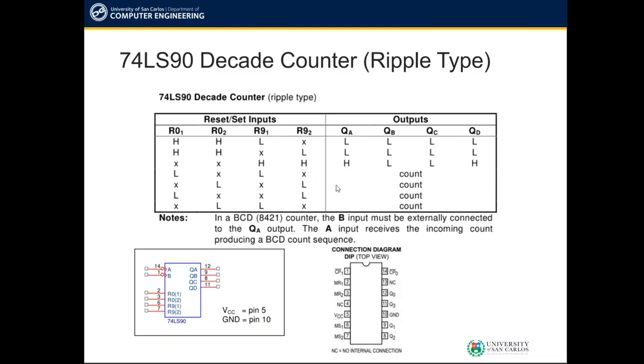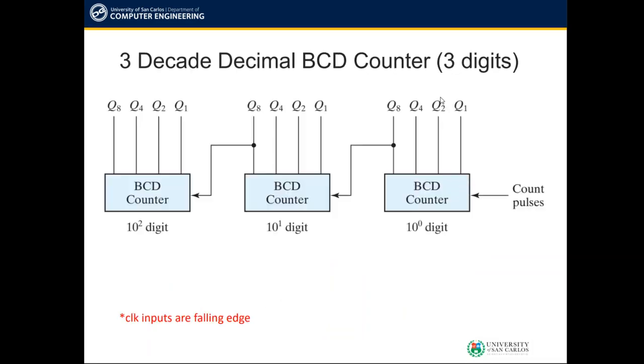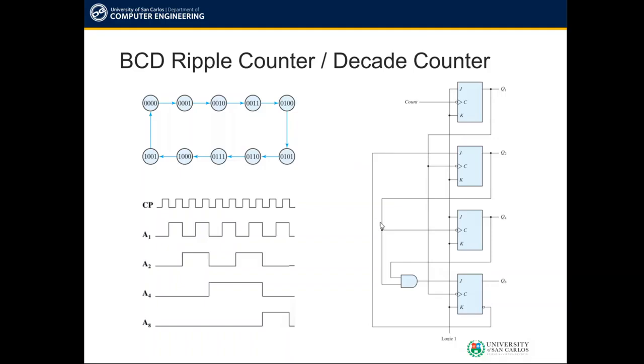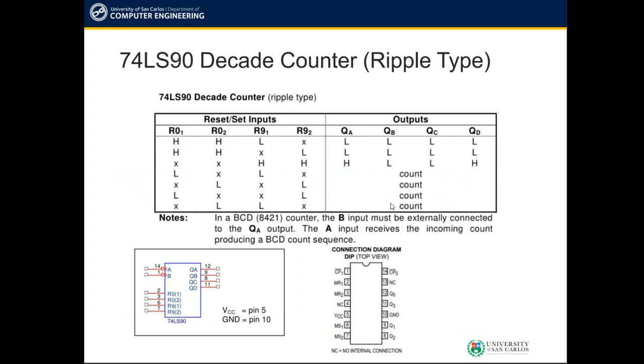So this is now your 74LS90 decade counter. Again, this is a decade counter, so it only counts from 0 to 9. And this is an asynchronous ripple type counter. So basically what we did previously here, this is what we created. This is the example of the internal components of your 74LS90. So remember that this is the pin configuration. This is the actual IC.